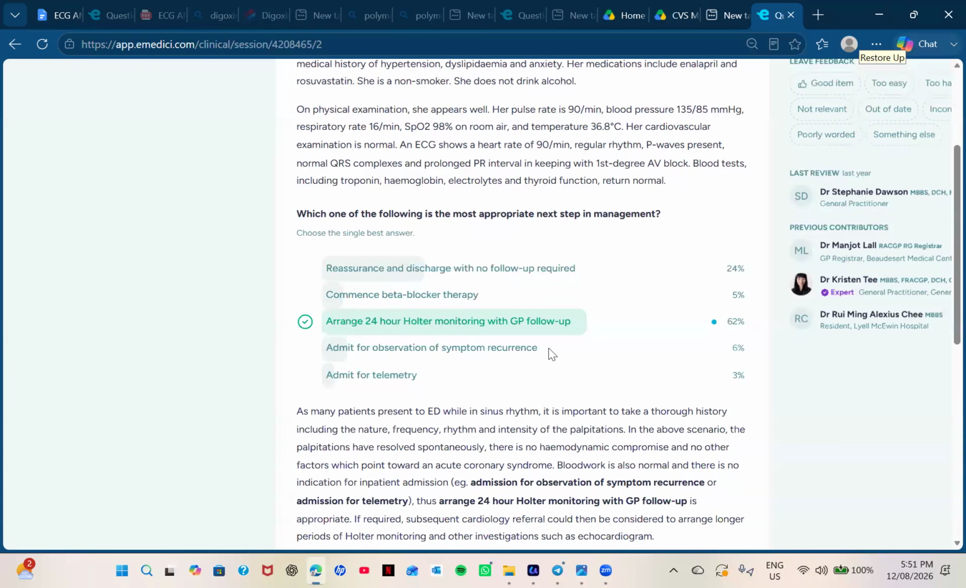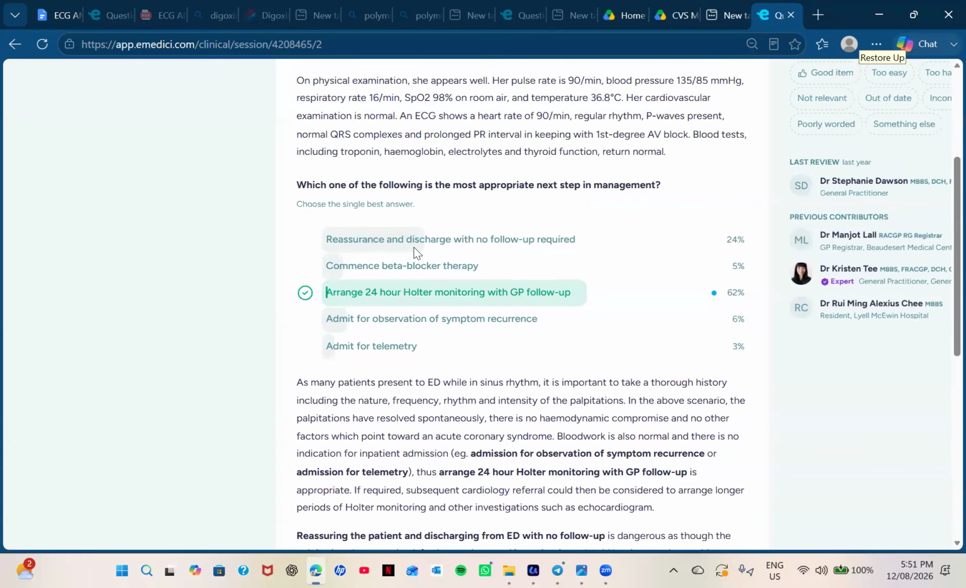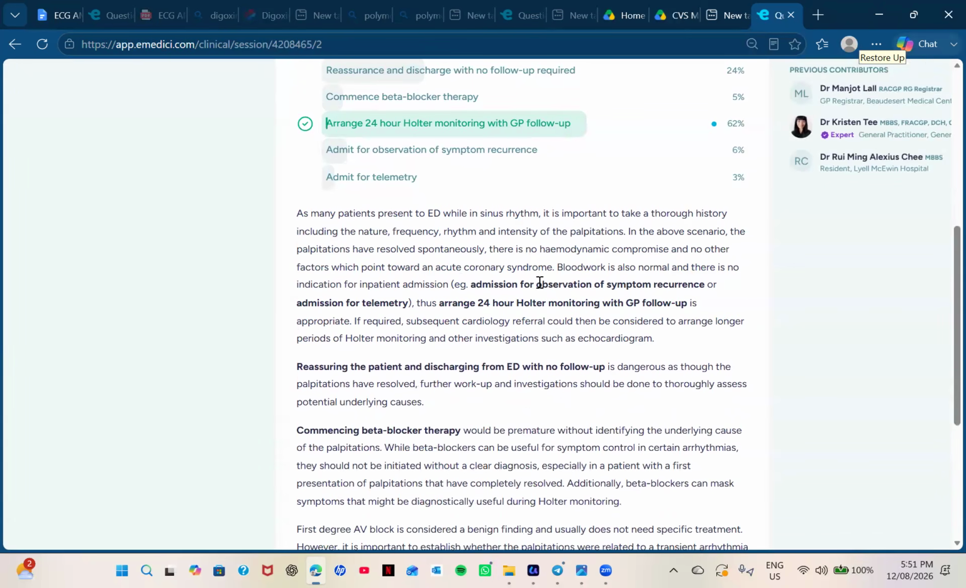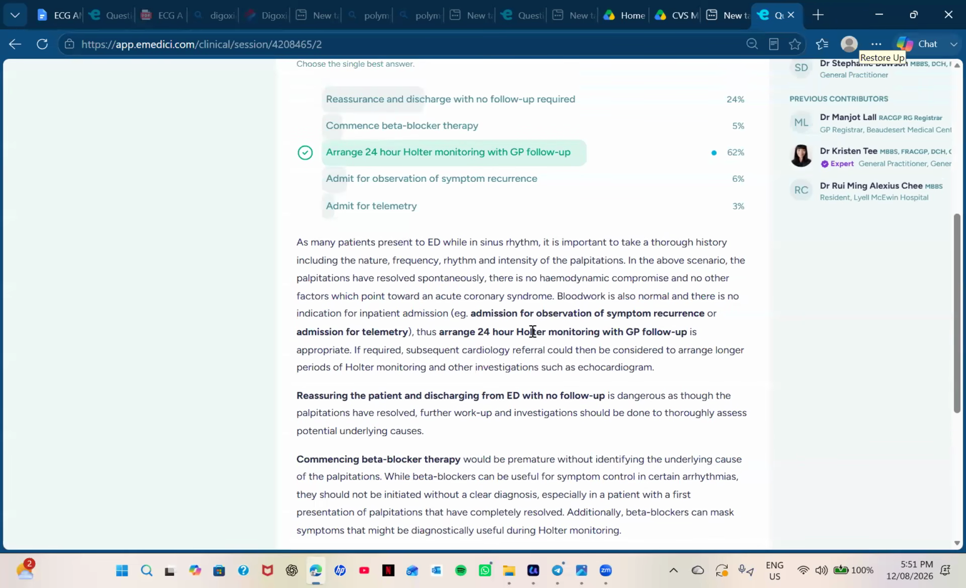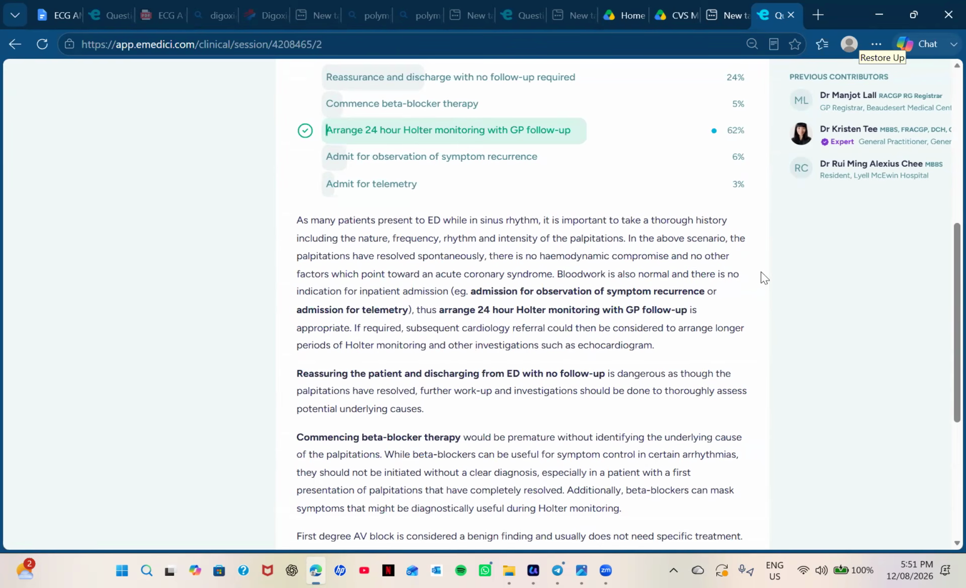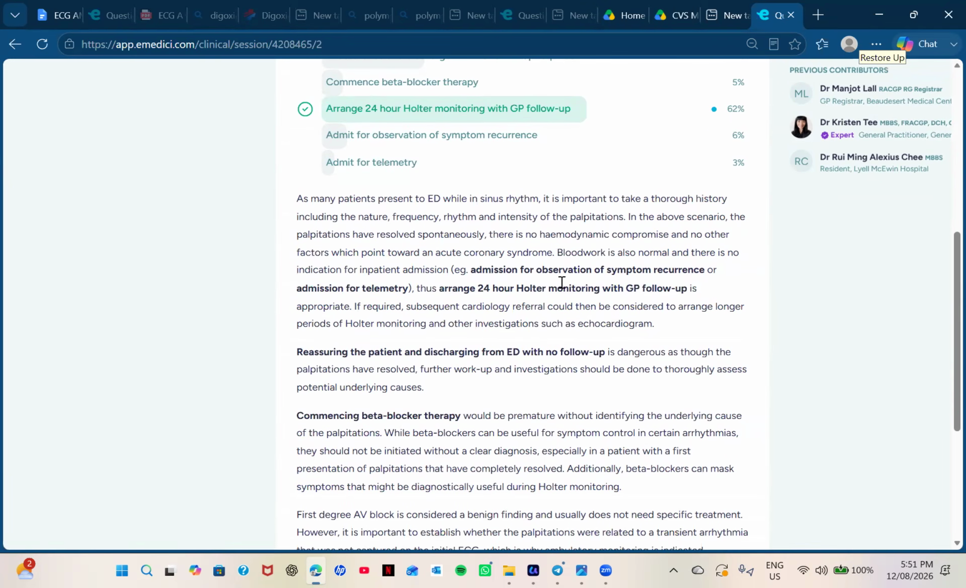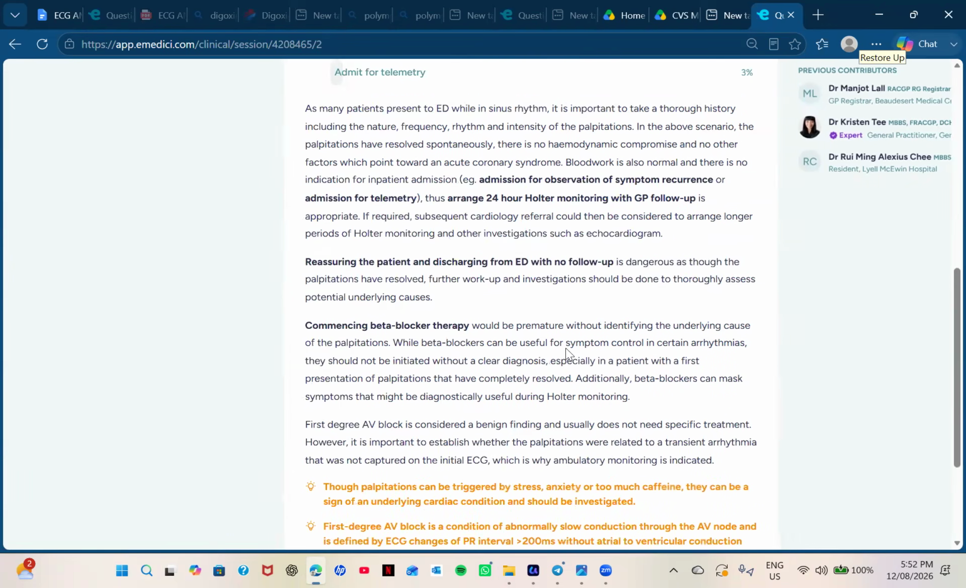Okay, why not reassurance? Because when we did this the first time, most doctors went with reassurance. Why? Many patients present with palpitations while in sinus rhythm, so it is important to take a history including the nature, frequency, rhythm, and intensity of the palpitations. In the above scenario, the patient is having some symptoms, right? It was spontaneous, and there's no hemodynamic compromise, no factors which point to acute coronary syndrome, and blood work is normal. Admission for observation, and if symptoms reoccur, admission for telemetry. Thus, arranging a 24-hour monitor with GP follow-up is appropriate if required. Subsequent cardiology referral could be considered.